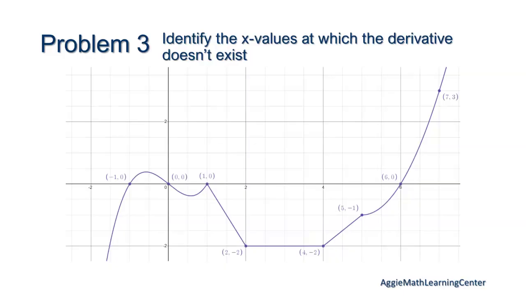Okay, so where's my first point where the derivative doesn't exist? So the first point where I have a cusp or a corner. Yes, so right here. So is this a corner or a cusp?